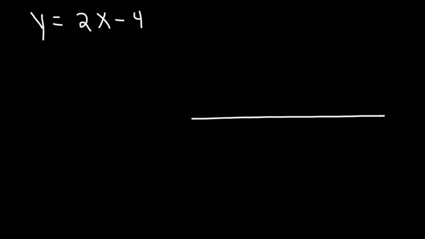Now let's talk about how we can graph equations in slope-intercept form. Let's say we have the equation y = 2x - 4. How can we graph this equation? First, let's put in some marks on the graph. Feel free to try this example if you want to.